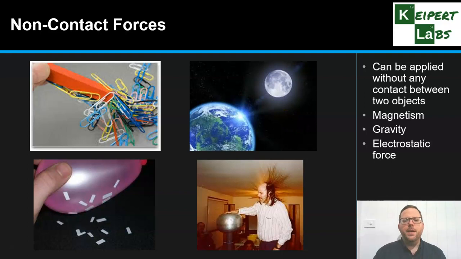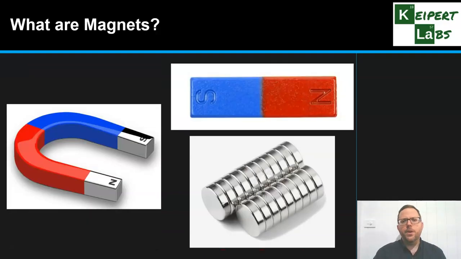Okay, so all of these are non-contact forces. That is, they exist and they act at a distance. The objects don't need to be touching in order for there to be an effect. But we're going to focus more particularly on what this magnetic force involves. Firstly, let's think about what magnets are.